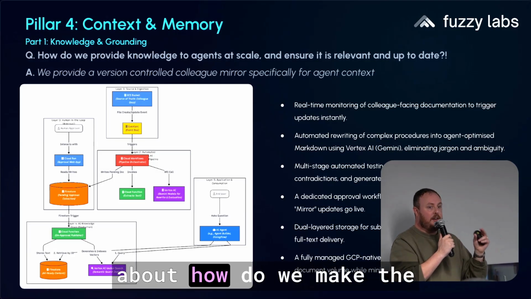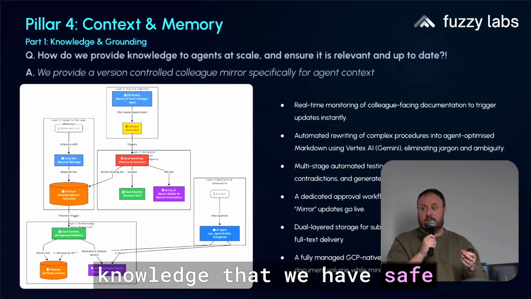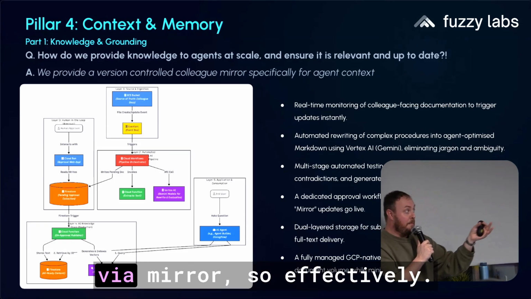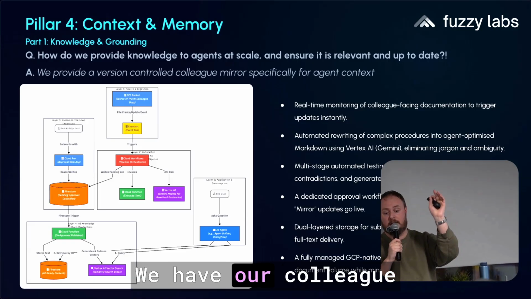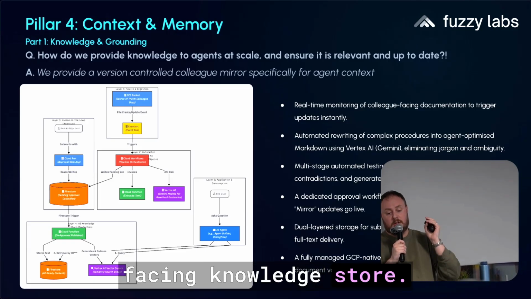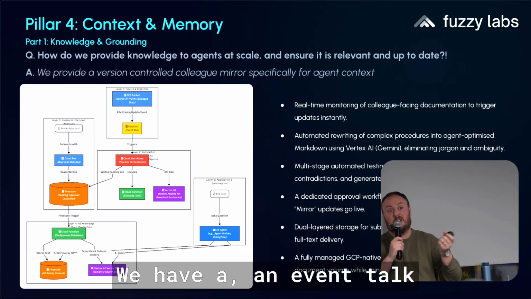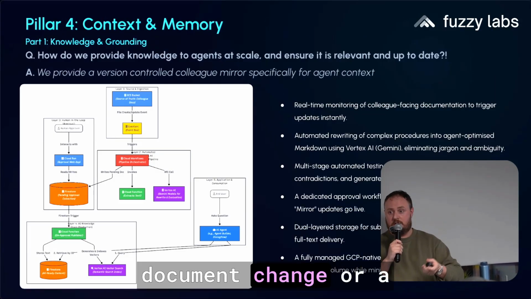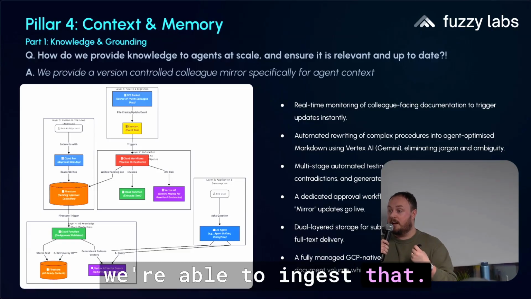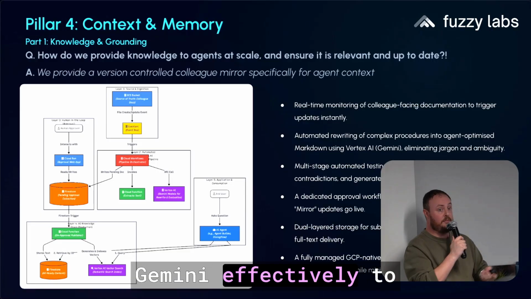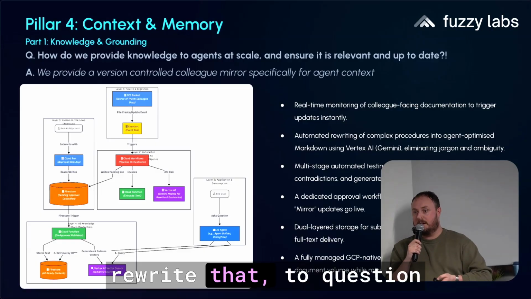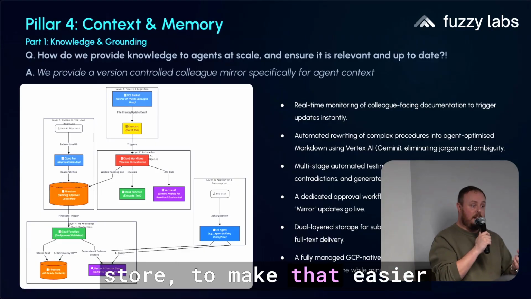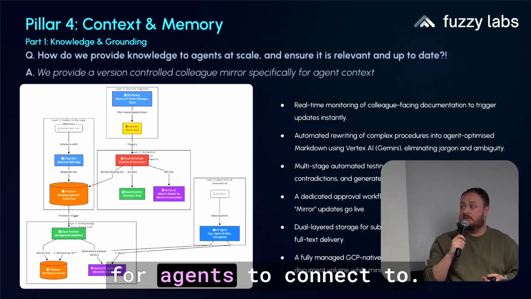So instead, it's more about how do we make the knowledge that we have safe and appropriate for agents. So we're doing this via a mirror. Effectively, we have our colleague-facing knowledge store, and we have an event hook on everything that goes on in there. Whereby we see a document change or a knowledge article change, we're able to ingest that. We're able to then use Gemini to rewrite that into questions and answers, to embed that, and to put it into a vector store to make that easier for agents to connect to.